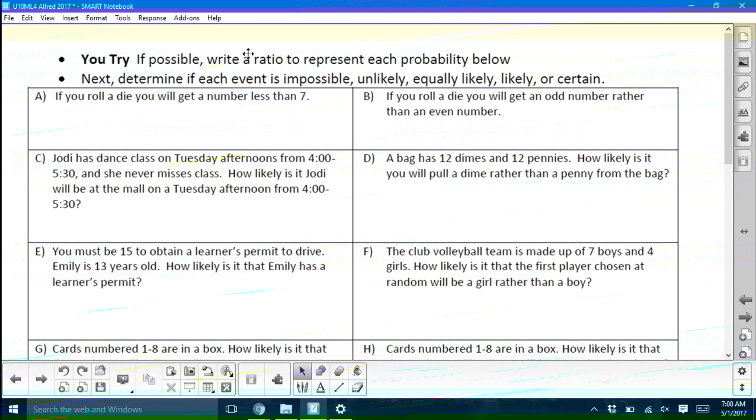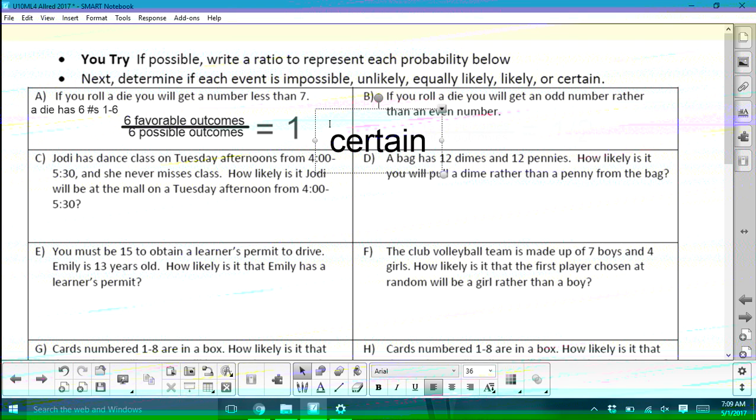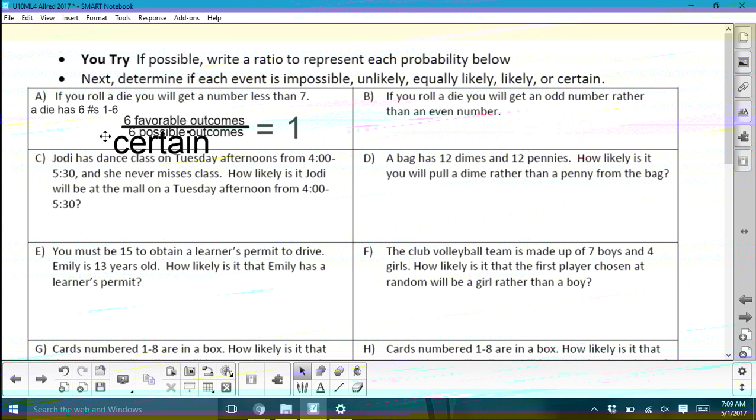I want you to write a ratio for the probability, and then I want you to call each event impossible, unlikely, equally likely, or certain. If you roll a die, you'll get a number less than 7. Think about it for a second. On a dice, there's 6 sides, and it has the numbers 1 through 6 on it. So there's 6 favorable outcomes, numbers less than 7, out of 6 possible outcomes. The probability there is 1, or 100%, and it is a mathematical certainty that would happen. It is certain that would happen. There's a 100% chance that if you roll a dice, you get a number less than 7.